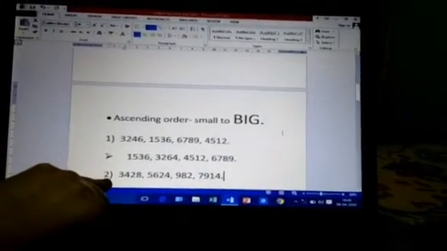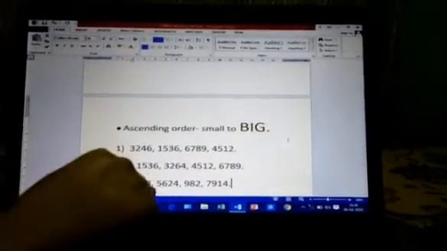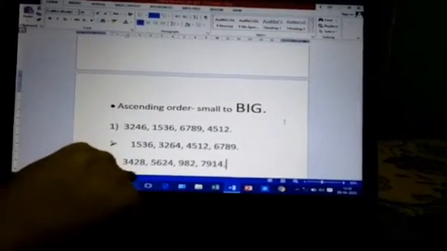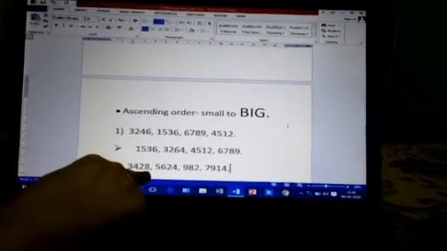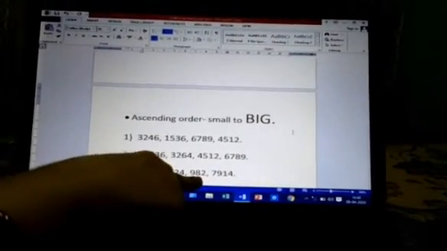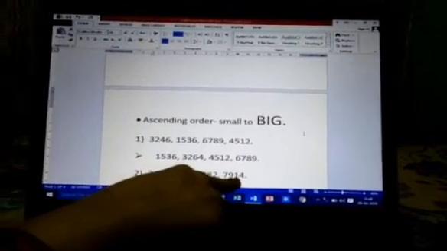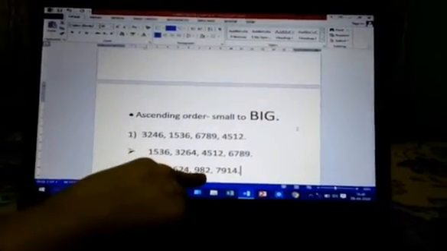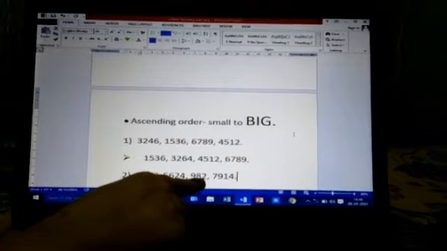Now let us move on to our question number 2. Here what is the first rule? That we will see the number of digits. Okay, now here we are having 4 digits, again we are having 4 digits. Oh, here we are having 3 digits. Okay, and here we are having 4 digits. So these 3 numbers are having 4 digits, but the third number is having only 3 digits.